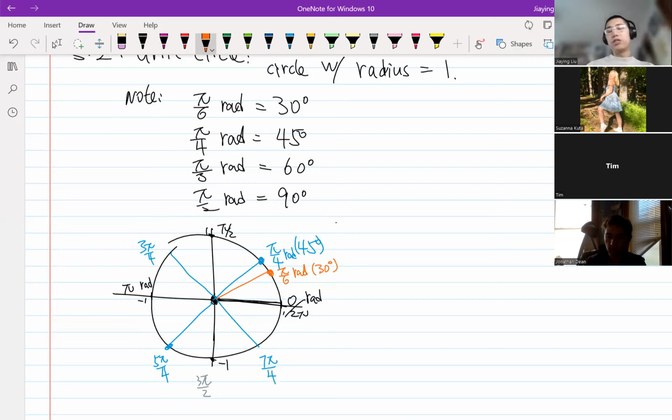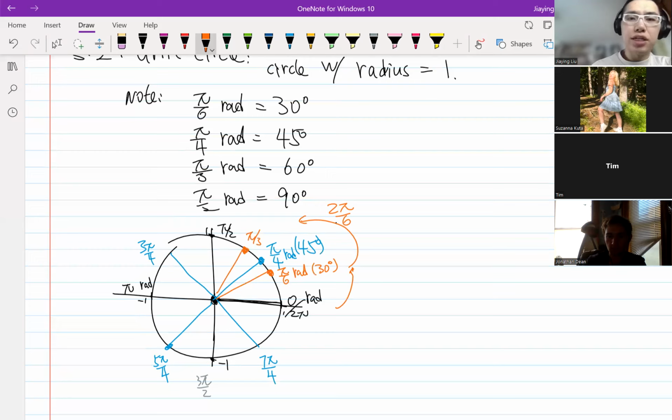And I can try to count in terms of pi over 6. Sorry, my fault. So if we count in terms of pi over 6, we get pi over 6, 2 pi over 6. Now 2 pi over 6 is the same thing as pi over 3, so that should be pi over 3.